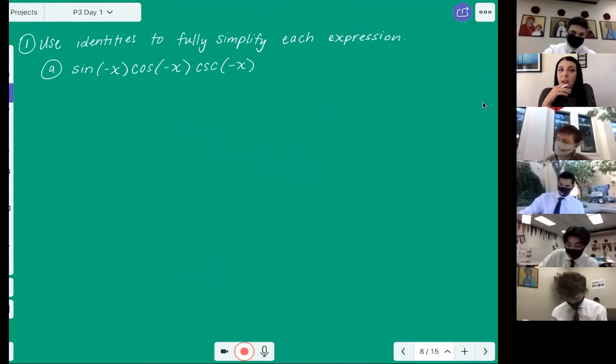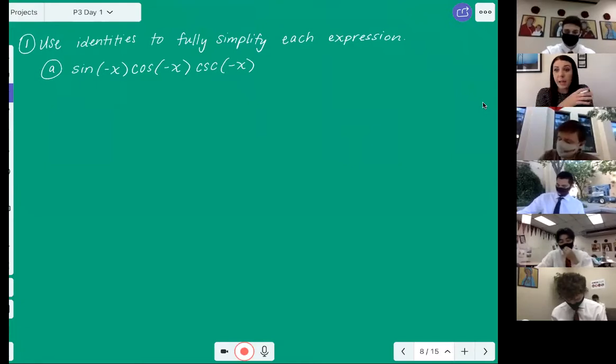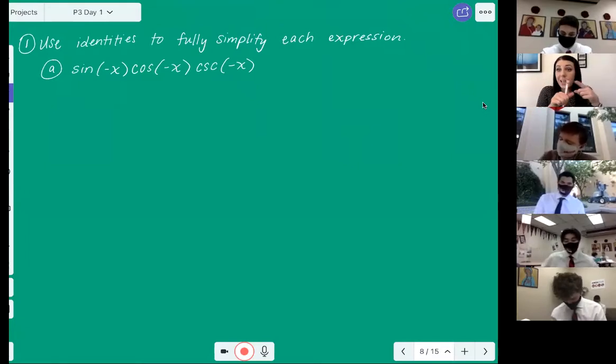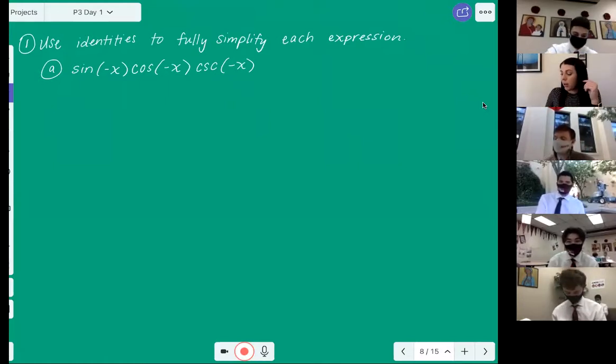So we have sine of negative x, cosine of negative x, cosecant of negative x, being multiplied together. Now you might notice all of these have a negative x. So the first thing we're going to do is simplify them if they're even or if they're odd. But we got to know which ones are even and odd.